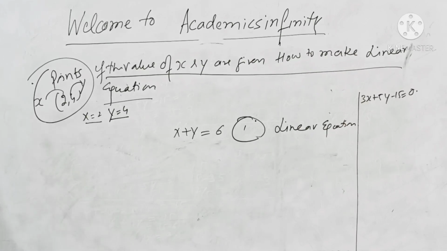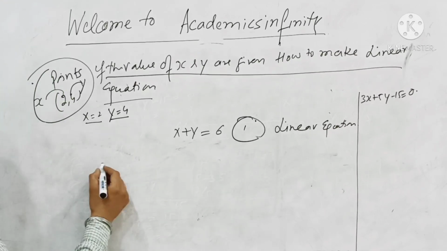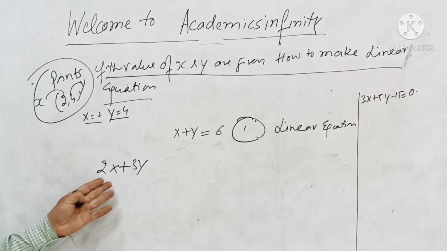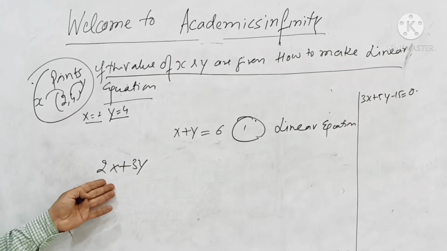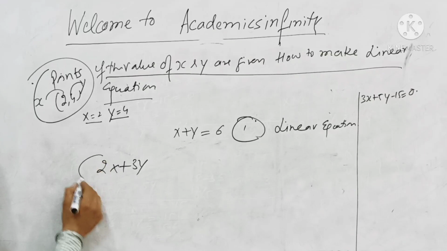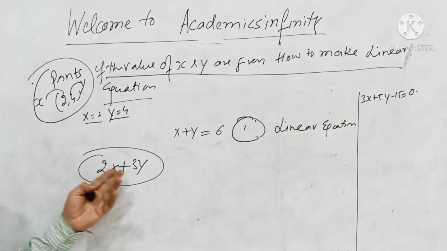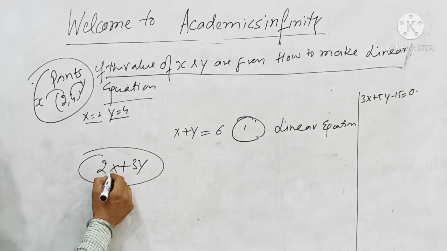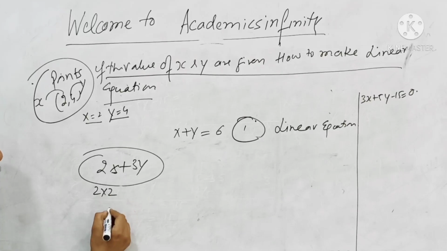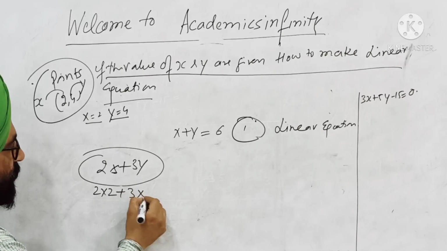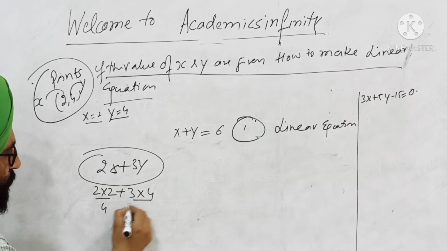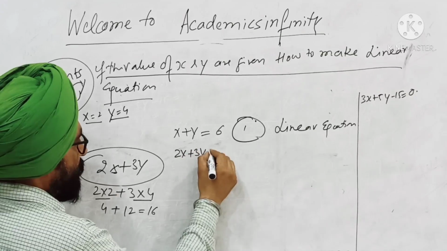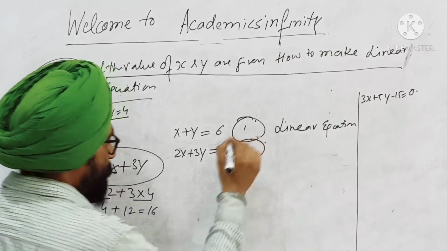Let's take any other assumption. Say 2x plus 3y. We just take the supposition 2x plus 3y. You can assume any equation. Put the value of x and y here. That's 2 multiplied by 2 plus 3 multiplied by 4. That is 4 plus 12 is equal to 16. The second equation is 2x plus 3y is equal to 16. This is the second linear equation.